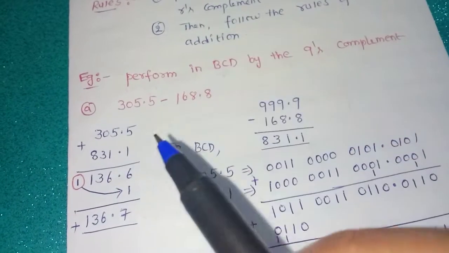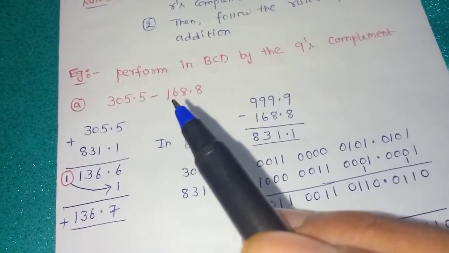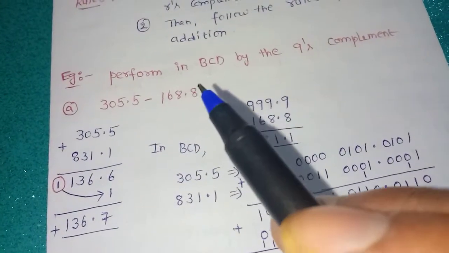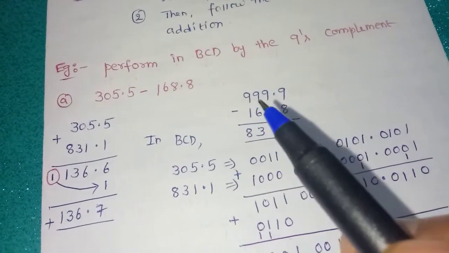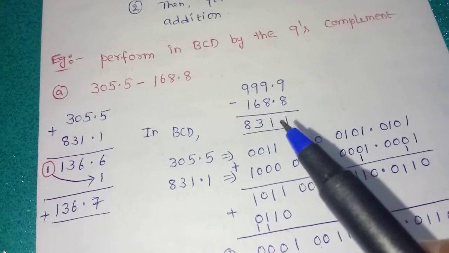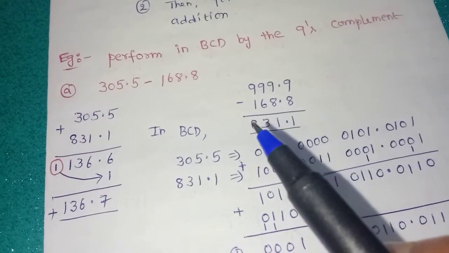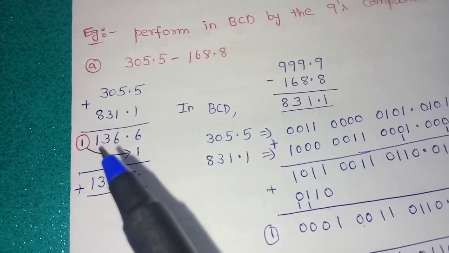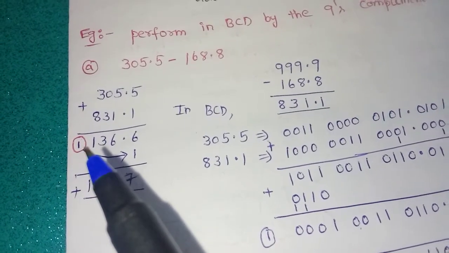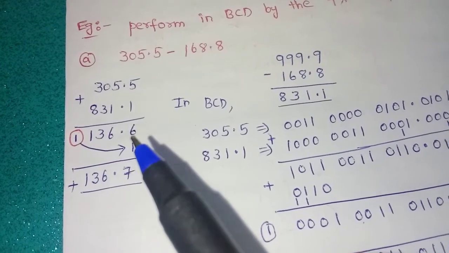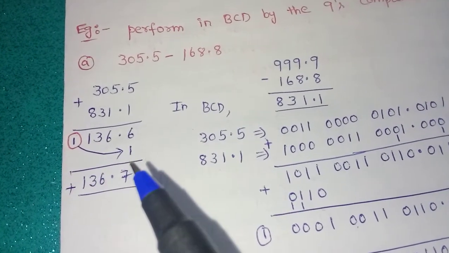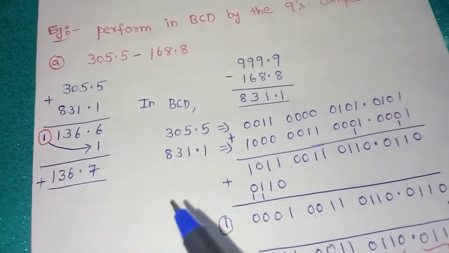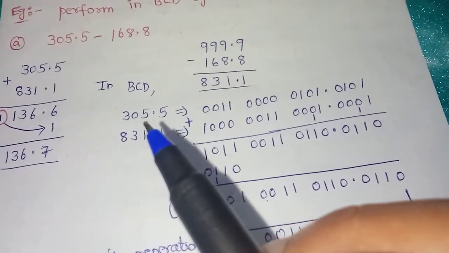Now look at this example, 305.5 minus 168.8. We have to perform it in BCD by the 9's complement. We know that we have to take the 9's complement of the subtrahend, which is 831.1, and add this 9's complement of the subtrahend to the minuend. Now if you observe, after addition there is a carry. We know that if there is a carry, the result is positive, and this carry should be added to the LSB position because it is a 9's complement. Is it clear? Now what is the result? 136.7.